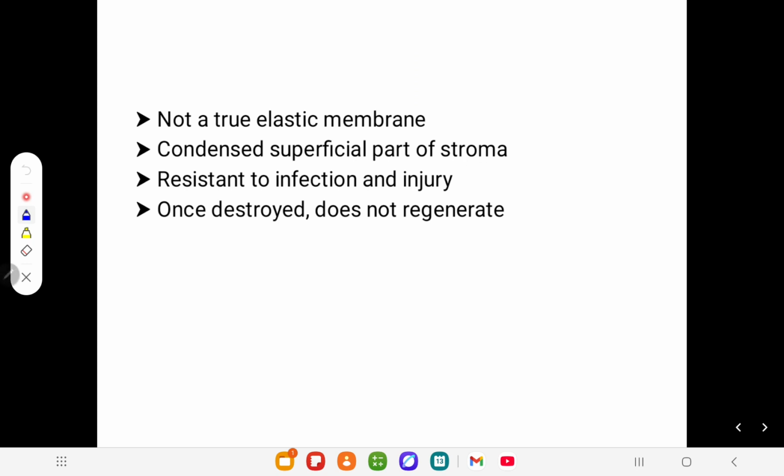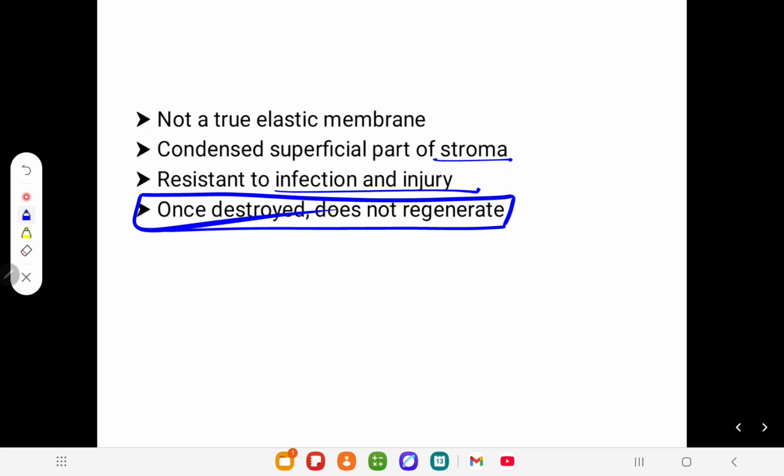So the condensed superficial part of the stroma is basically Bowman's layer, and it resists infection and injury, which is a very important function, and once destroyed it does not regenerate. That's why we have scars. That's a very important clinical correlation. Faculty will ask in your exam why there is a scar and what the mechanisms are. You will learn that in wound healing of the cornea, but remember that once Bowman's layer is destroyed it doesn't regenerate; stromal collagen fibers come in, and there is loss of transparency at that particular area. That is called a scar, isn't it?